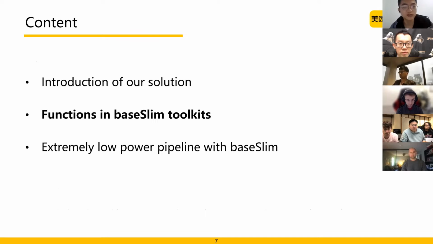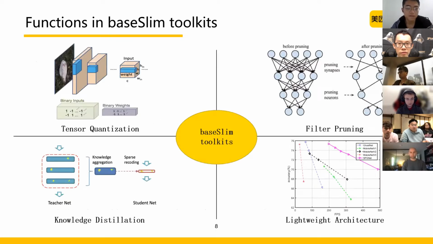Now we introduce the functions in BaseSlim toolkits. There are four parts in our BaseSlim toolkits. They are tensor quantization, filter pruning, knowledge distillation, and lightweight architecture.